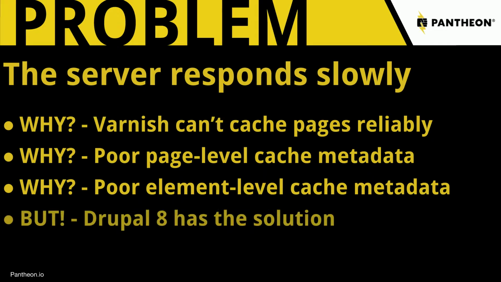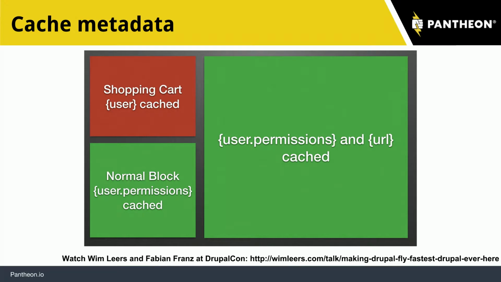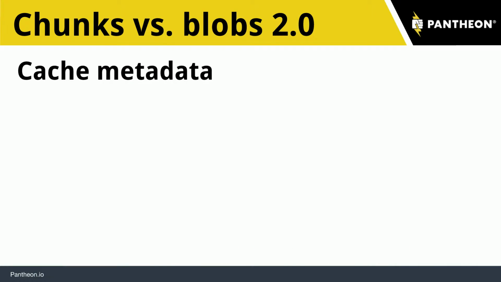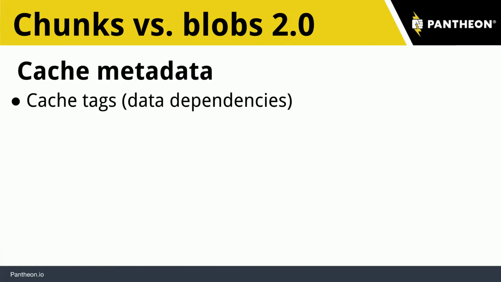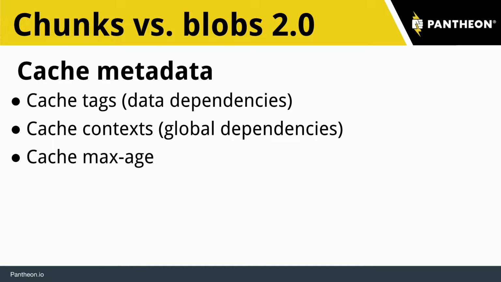In Drupal 8, we have this cache metadata system, a system that allows us to identify on a block-by-block level, really at a render array by render array level, what are the pieces of metadata that this element depends on. So we can know that maybe this main area of the page simply depends on the user permissions, what role are you logged in as, and what's your URL, whereas your shopping cart may be cached per user. By identifying what are the dependencies, what are the cache pieces of cache metadata, we can be much more specific about our caching. So in Drupal 8, we have this concept of cache tags. These are the data dependencies, a way of identifying that this element depends on node 1, 2, 3.